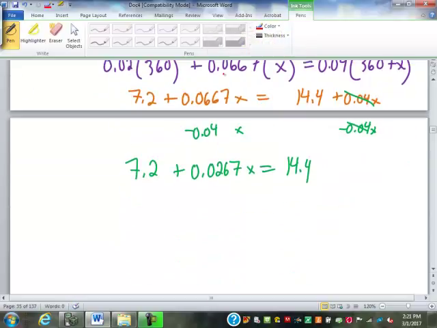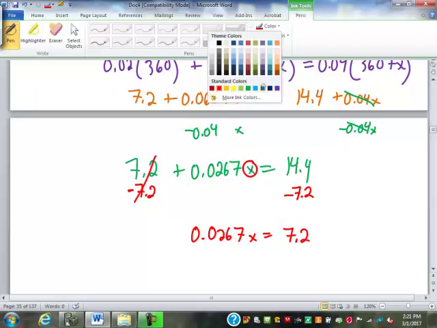So now we're going to solve. We're down to one appearance of the variable, so we can solve the equation. So what are we going to do next? So here's our X. We've got to get rid of everything else. What's the first thing we're going to do to solve that? Perfect. We're going to subtract the 7.2. So that's gone. We have 0.0267X equals 14.4 minus 7.2, which is 7.2.